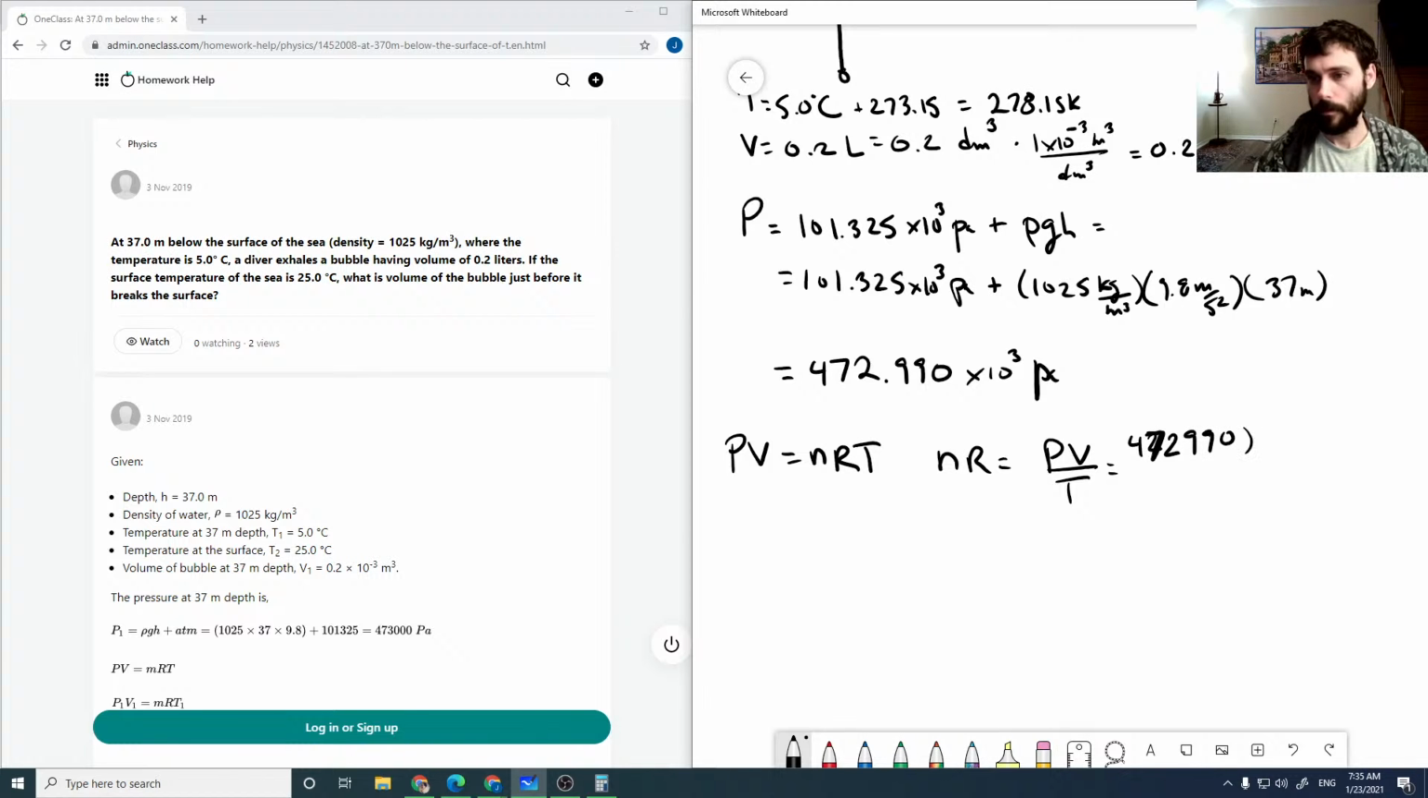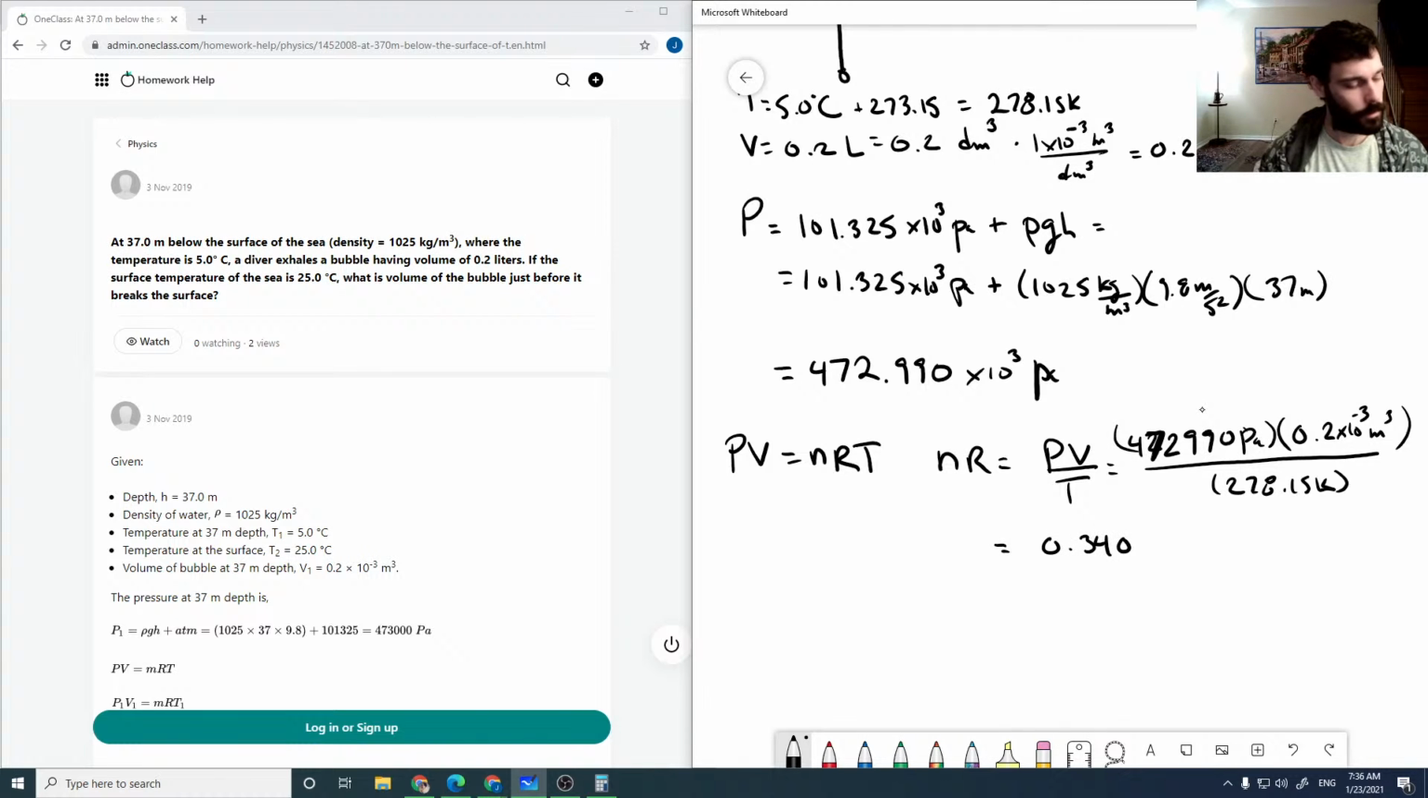472.990, don't forget my units. That's in pascals. My volume is 0.2 times 10 to the minus 3 meters cubed. And my temperature is 278.15 Kelvin. And this comes out to be 0.340097 Pascal meters cubed per Kelvin.